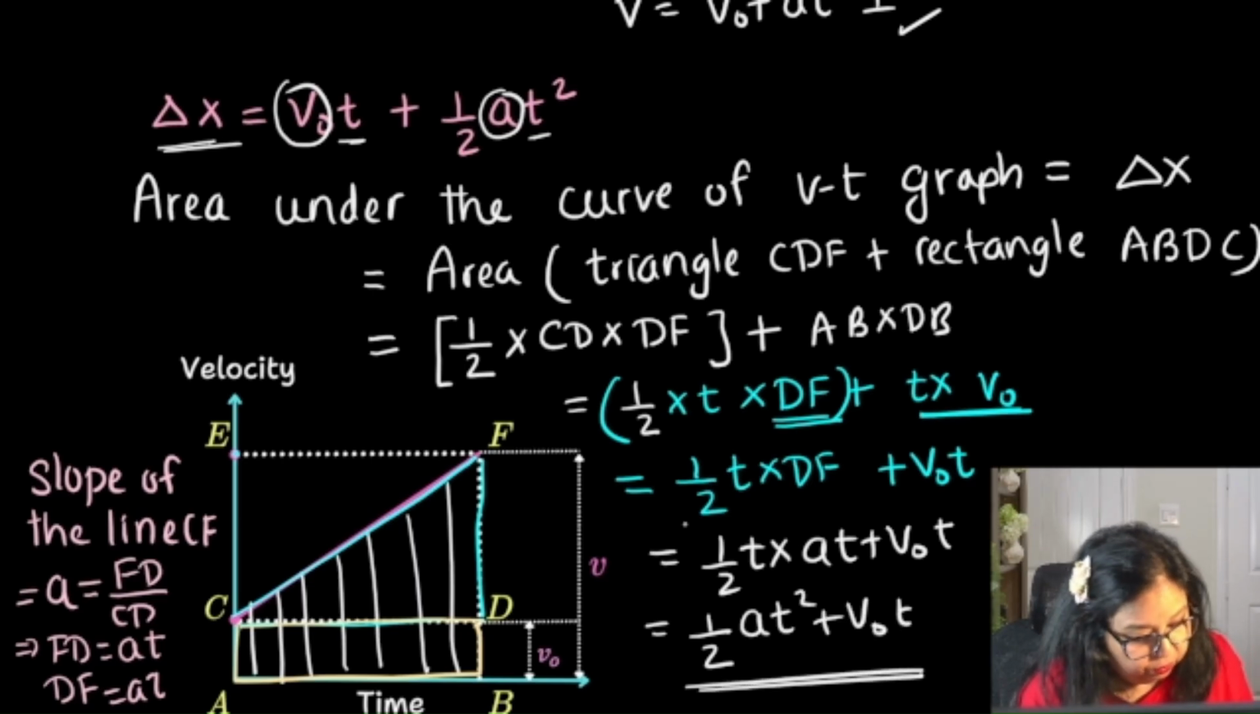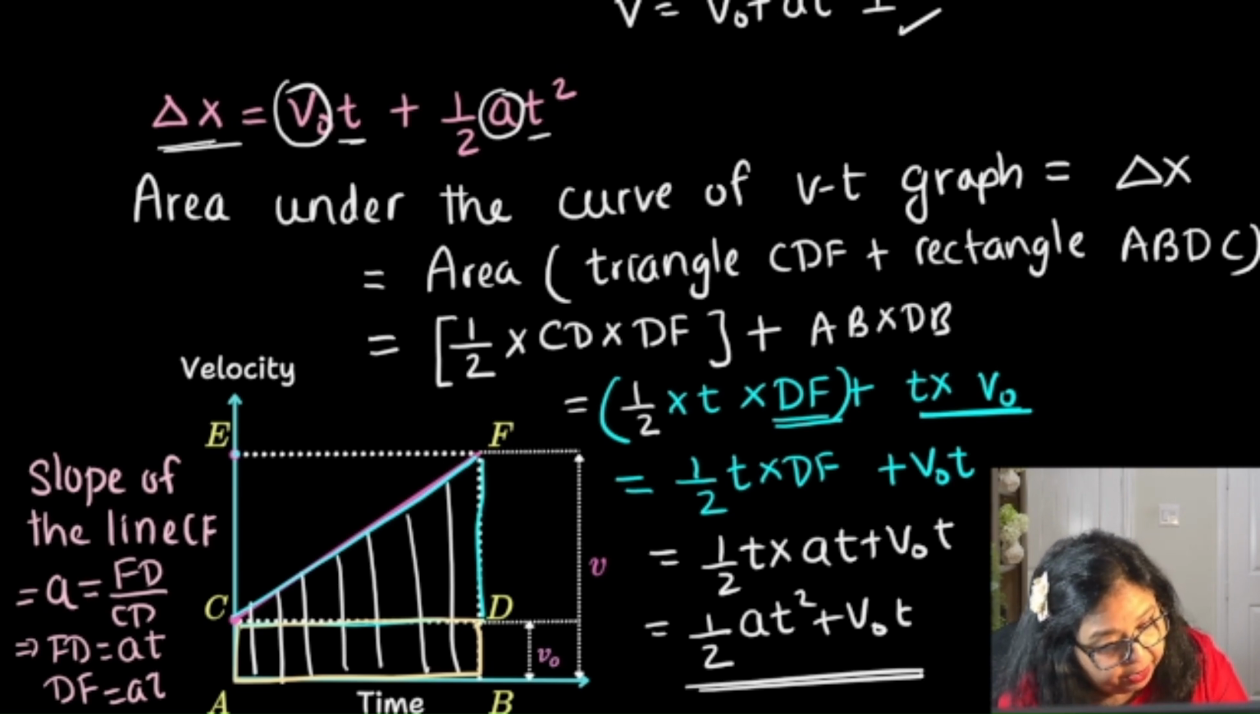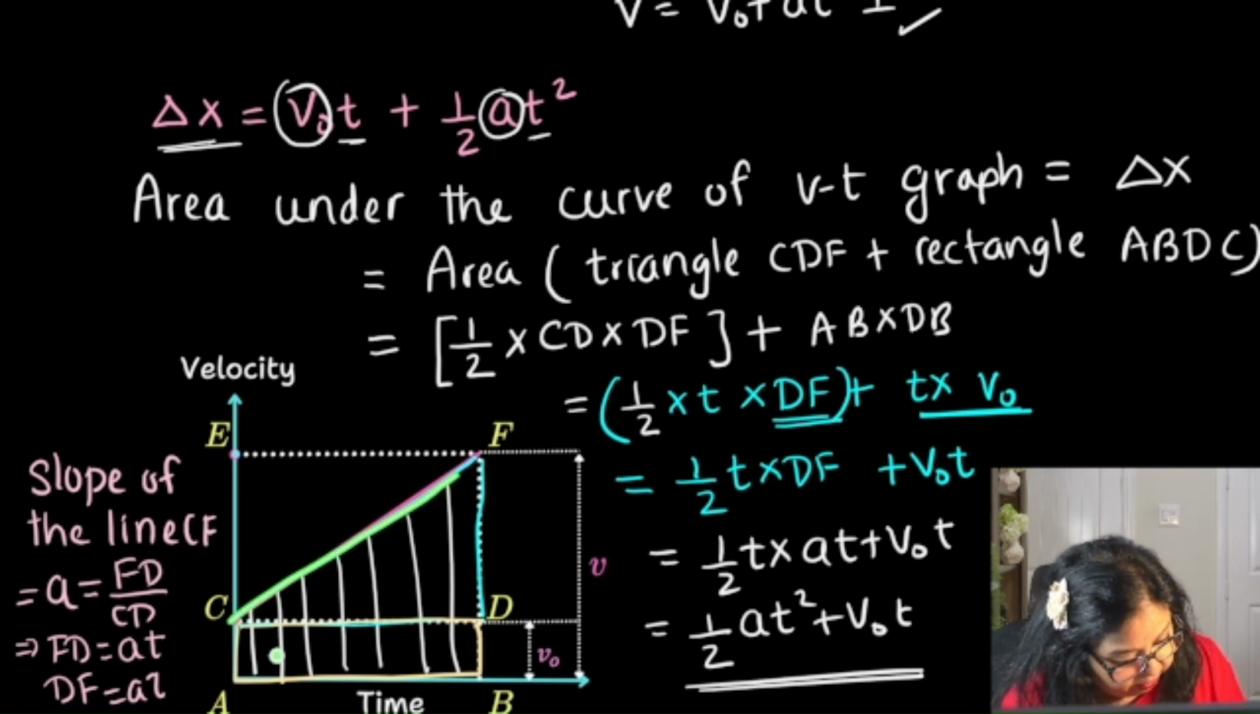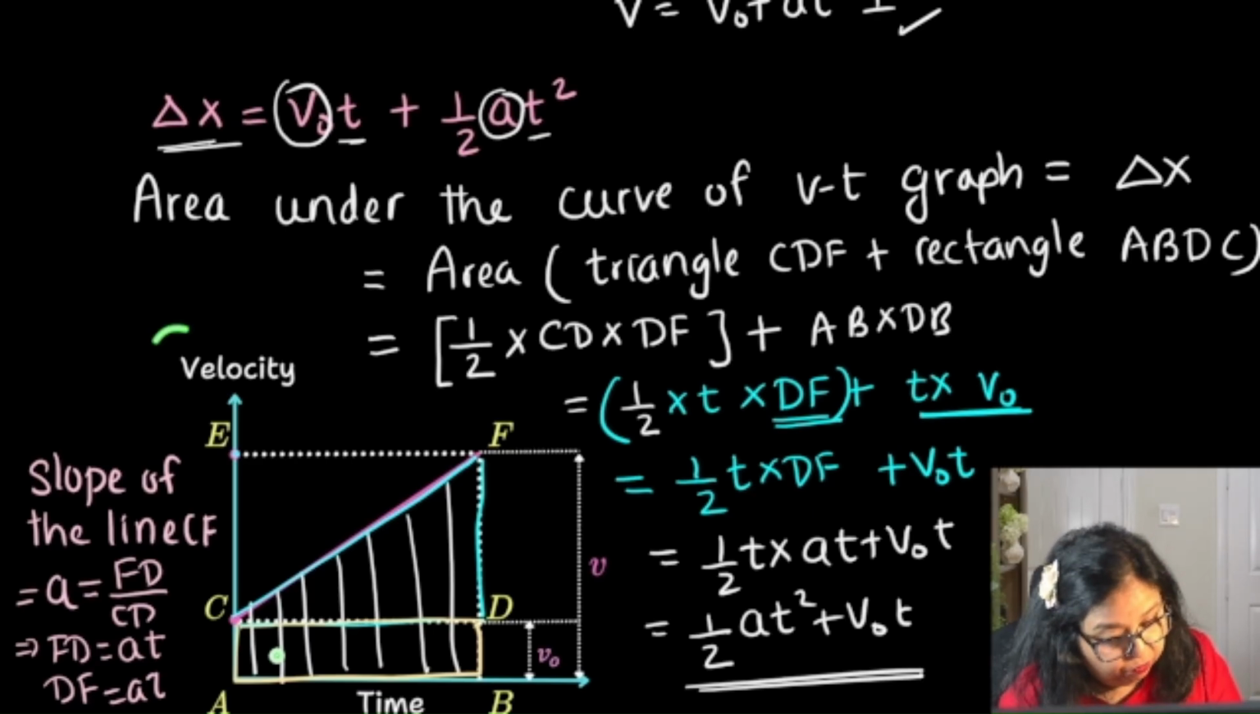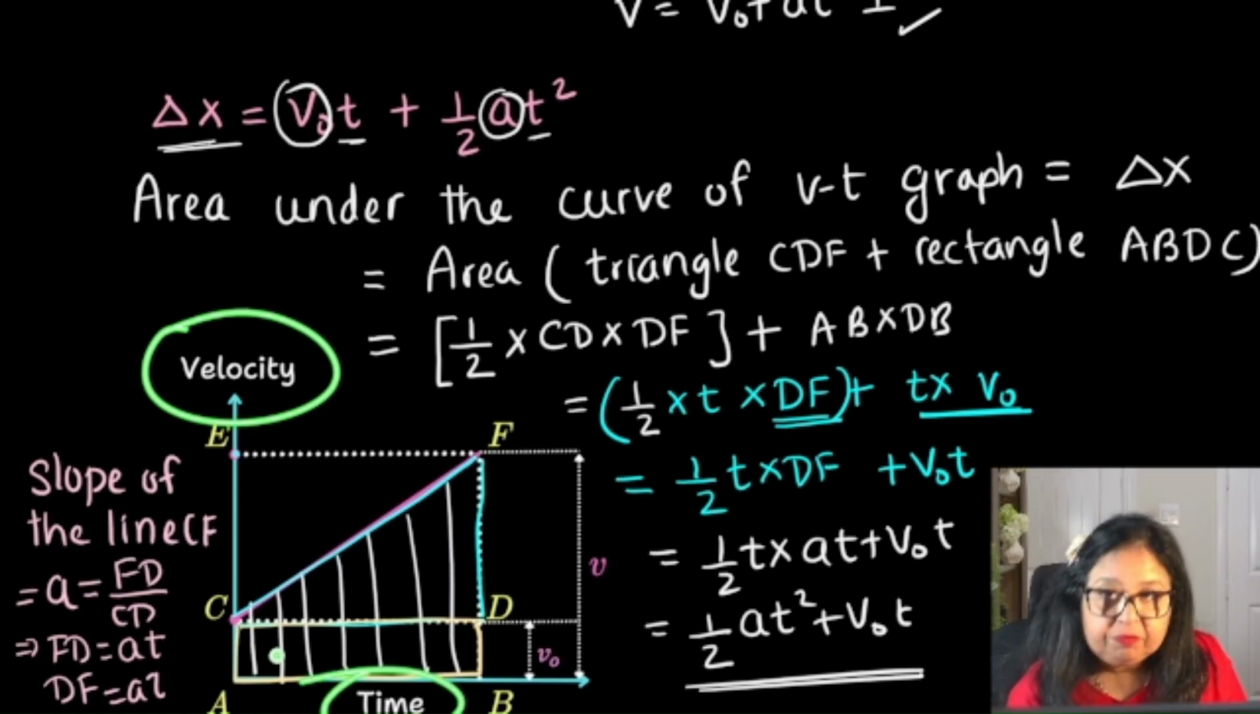What is this equal to? This is equal to the area here, this area over here. And what is this area equal to? This area is equal to displacement delta x. Why? Because this is the area under the curve of velocity time graph.